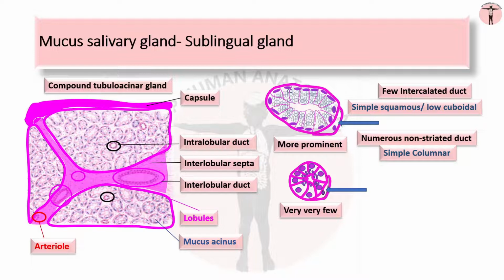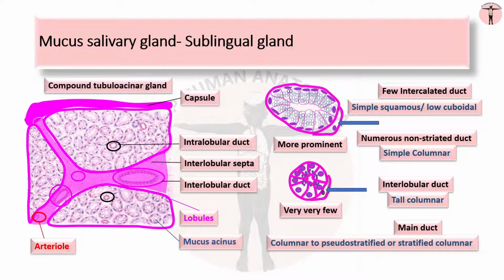Because they lack the basal striations, they are called non-striated ducts. These ducts join to form the interlobular excretory duct lined by tall columnar epithelium. The interlobular ducts join to form a single large main duct, which is lined by simple columnar epithelium to stratified epithelium and opens into the oral cavity to pour the secretions. At the terminal end where it opens into the oral cavity, it is lined by stratified squamous non-keratinized epithelium.